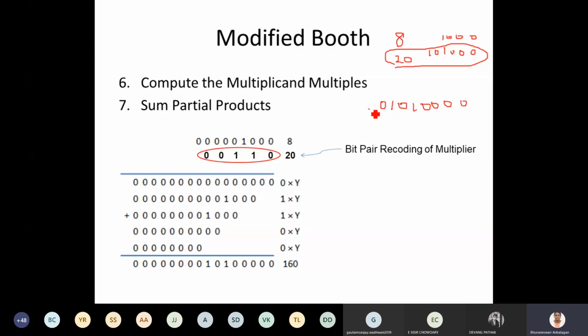You added 2 zeros in the MSB. So this is going to be the values you have padded. For this, what is the value you got? 0. Again, for this value you got 1. For this value you got again 1. And then you got the value as 0. Okay, so this value, you just write it over here. Instead of 20, you are going to write down the bit pair encoded value of 20 over here.